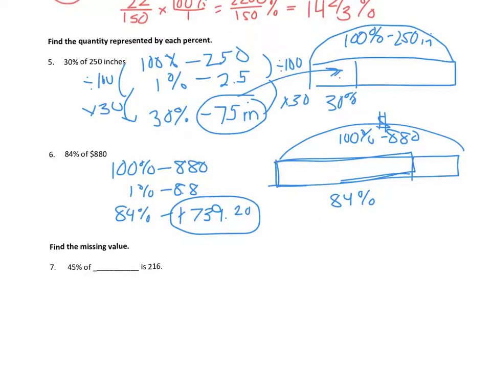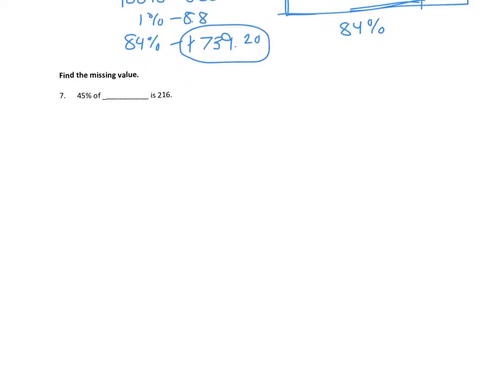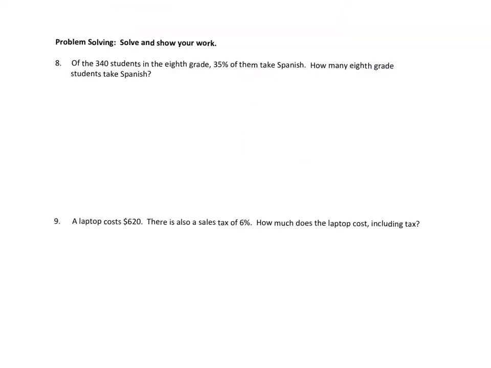The last one is a little bit different. They're looking for 84%, but they've given it to me. Here they've told me if the full amount is 100%, I don't know what that is, but they told me that 45% of it is 216, so I can use that piece.